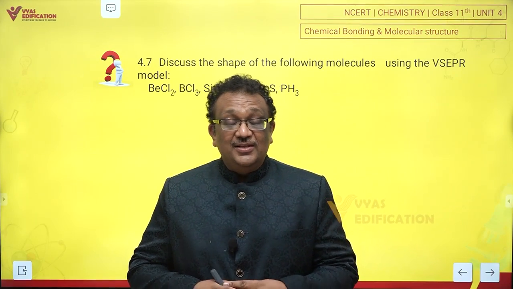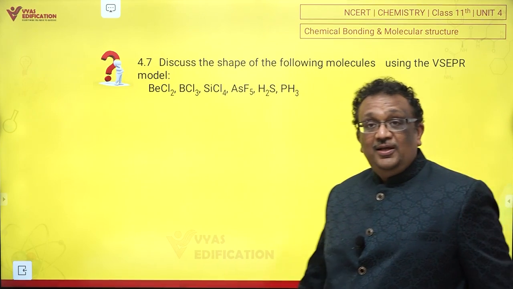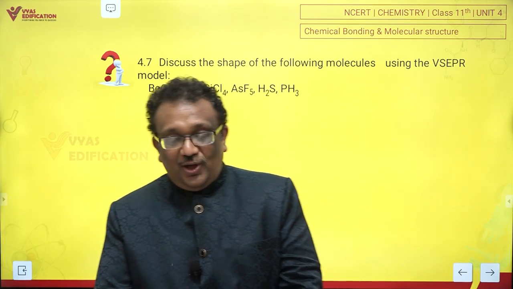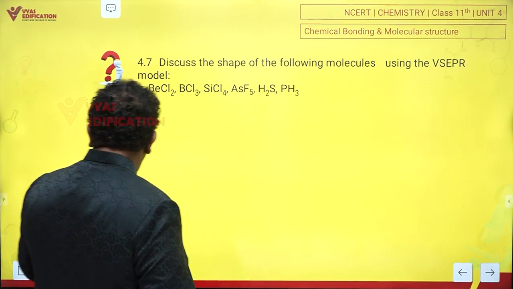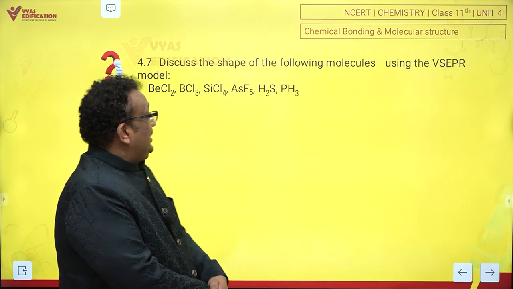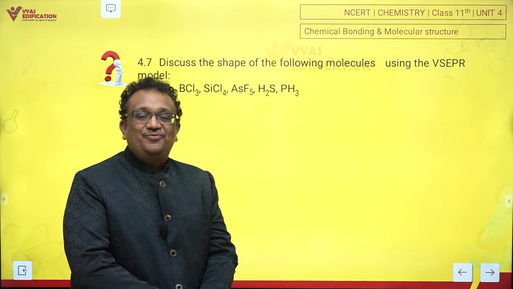And this question says, discuss the shape of following molecules using VSEPR model. 5 molecules हैं और हमें उनके shapes discuss करने हैं VSEPR theory के हिसाब से. और क्या क्या है हमारे पास? Well, हमारे पास है BeCl2, BCl3, SiCl4, AsF5, H2S और phosphine.